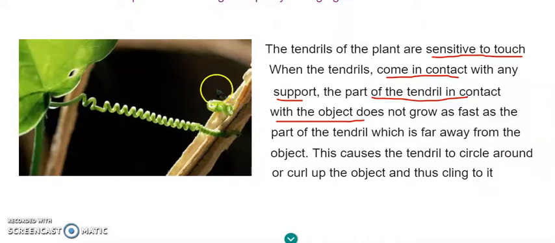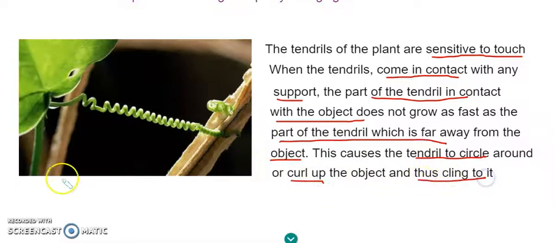Since this part is attached, it can't move further, so the growing part of the remaining tendril will start curling up like this. The part of the tendril in contact with the object does not grow fast, so the part of the tendril which is far away is growing. This causes the tendril to circle around or curl up and thus cling to the object or the support. As you can see here, the tendril is growing and turning inward. Now the tip of this tendril is not at all touching the support.